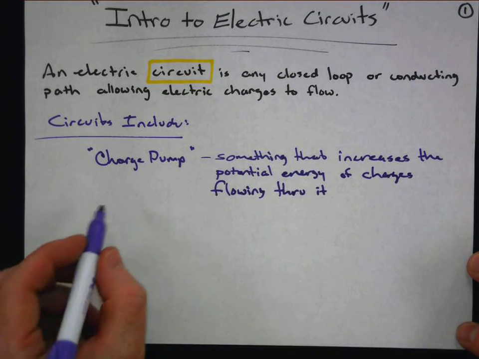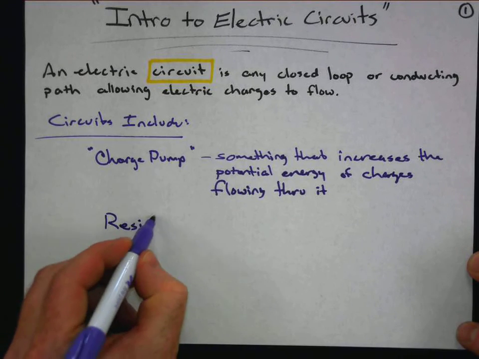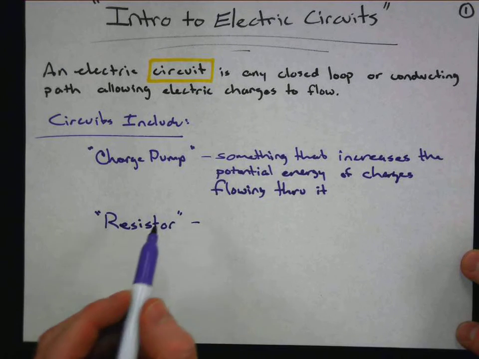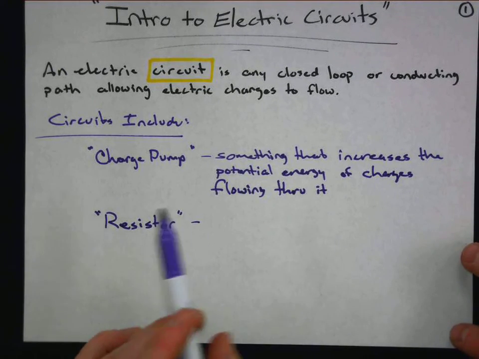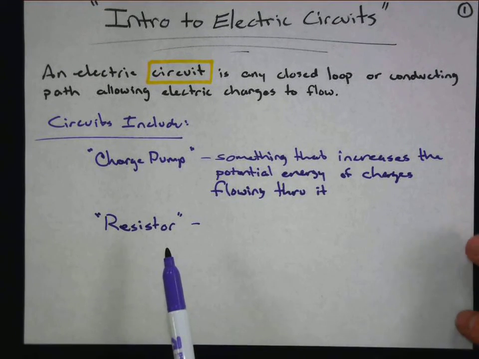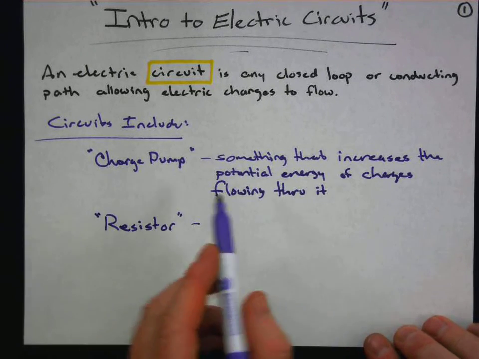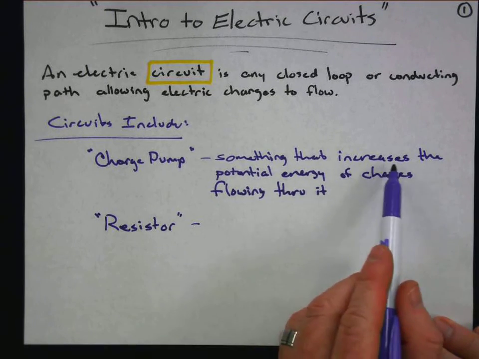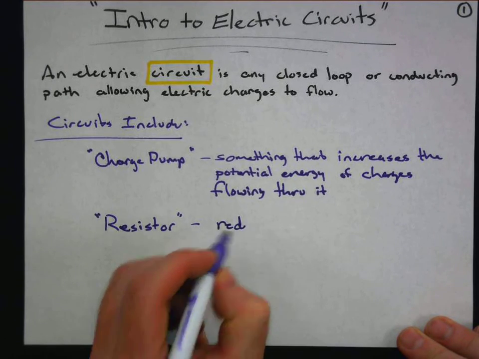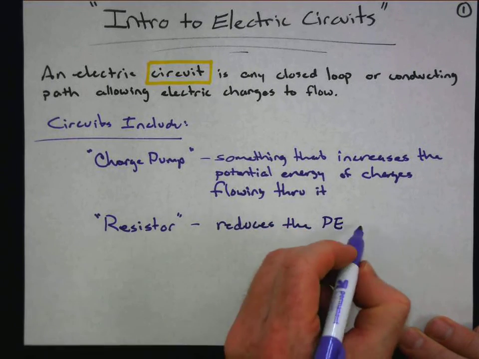I'm also going to use a term quite often, and I'll use it very generally. It's just a resistor. Now, to somebody who maybe designs electric circuits or repairs them or anything like that, a resistor means something very specific to them. For our purposes, a resistor is simply something that reduces the potential energy of charges that flow through it. So it's just the opposite of the charge pump, essentially, where a charge pump increases the potential energy of charges. A resistor reduces the potential energy of charges flowing through it.